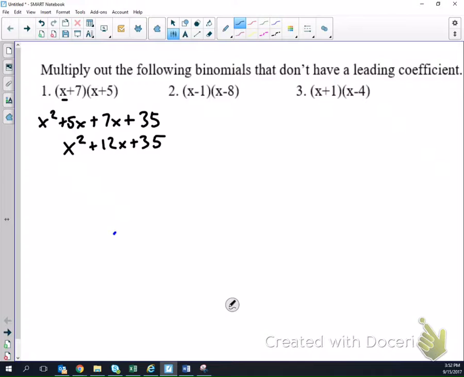All right, now let's go ahead and continue before I break that down a little bit further. With this next one, we've got an x times an x, so x squared. We're going to have a negative 1x and a negative 8x. So when those are combined, we'll have negative 9x. And then negative 1 times negative 8 will give us a plus 8. All right, and in number 3, we're going to have x squared. We'll have a negative 4x and a plus 1x, so a negative 3x. And 1 times negative 4, negative 4.